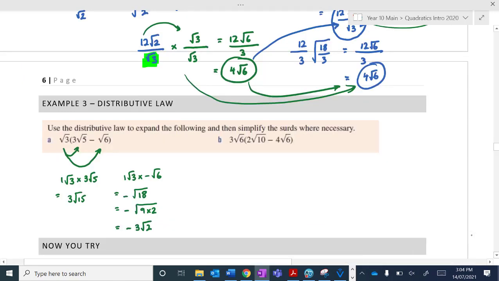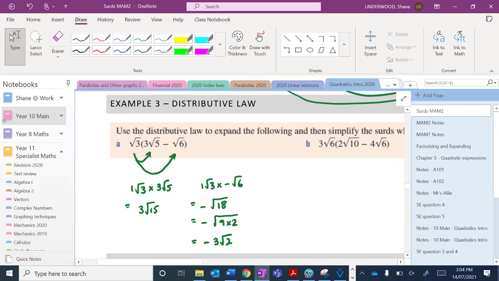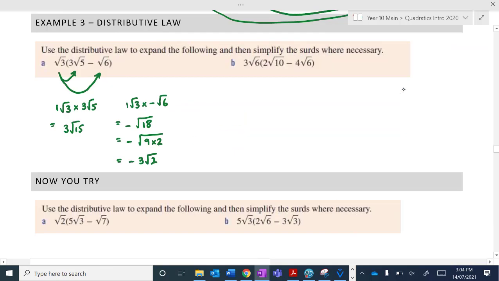So with this first one, I've just broken it up into two problems. Hopefully you can see, and this sometimes tricks students, that when I've got root 3, that's 1 root 3. So what we're doing is multiplying the numbers out the front. 1 and 3 is 3. And then likewise, root 3 times root 5 is root 15. Now, we can't simplify that any further.